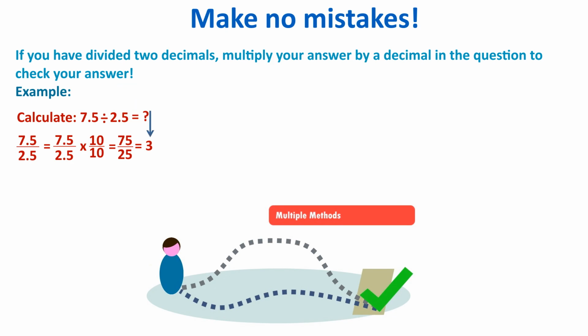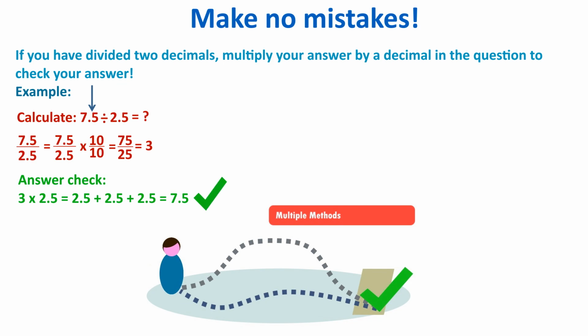But then let's say we finish the exam and we're going back and we're checking our answers. Well, what we do in this case is we pick a decimal from the question. So let's just pick 2.5. And then we'd multiply that by our answer. So we can do 2.5 times 3, which if we just write it as 2.5 plus 2.5 plus 2.5, we can see that that's equal to 7.5. This is great because now we can see that we've got 7.5 here, 7.5 is the other decimal in the question, and we know we've got the right answer.